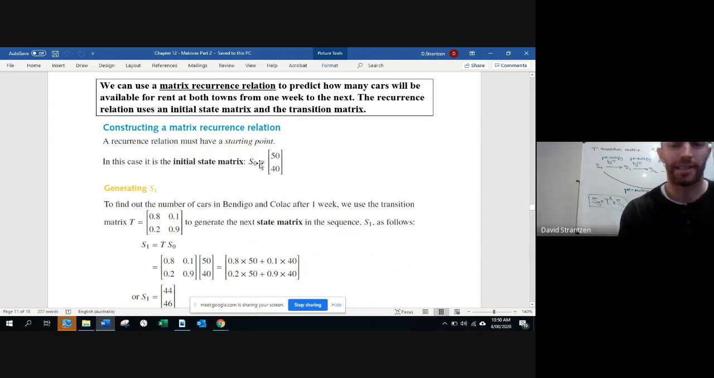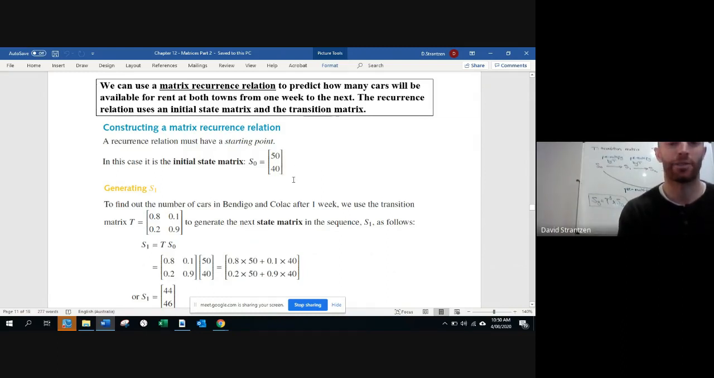Now, initially, we know that there are 50 in Bendigo and 40 in Colac. It's important that we can construct an initial state matrix, which is called S0. Now, we looked at V0 many times in recursion and financial modeling. S is obviously used because it's a state matrix. The naught indicates that it's the initial state matrix. So it's like week 0 when the cars are bought for the first time. So make sure that we always include rows and columns in the same order. If I'm putting Bendigo and Colac in alphabetical order, then the 50 would go at the top for Bendigo and the 40 would go underneath for Colac.